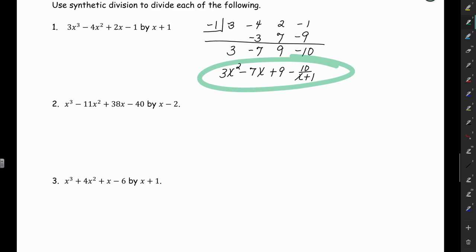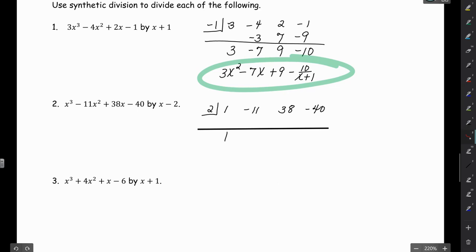Let's try another one. So we are dividing by x minus 2. That means that positive 2 is what's going to go in the box. The coefficients are 1, negative 11, 38, and minus 40. We're going to bring down the 1. That's the first part. Now we're going to do 1 times 2. That gives me 2. It goes right here.